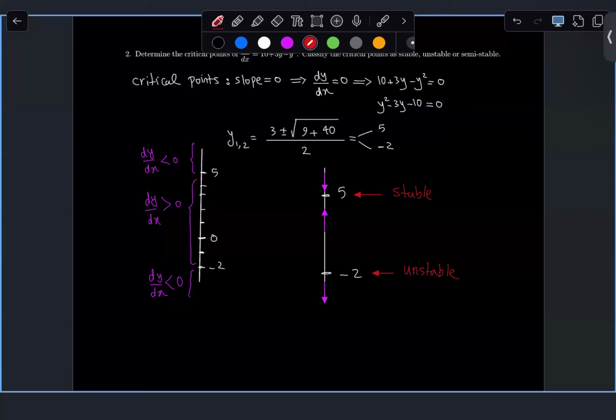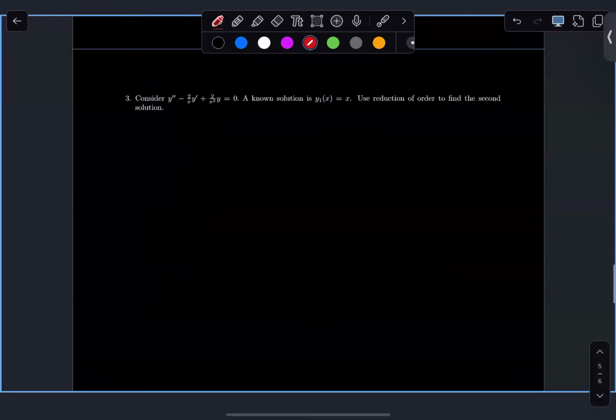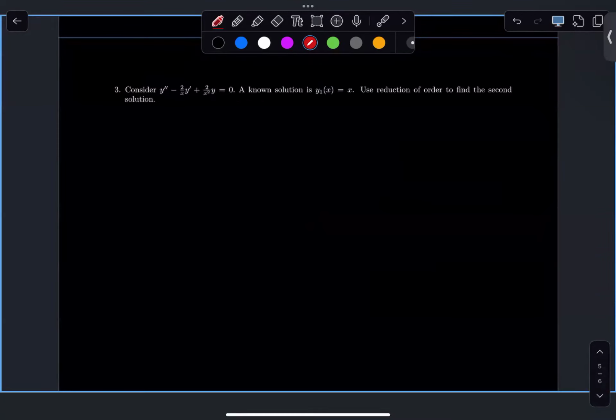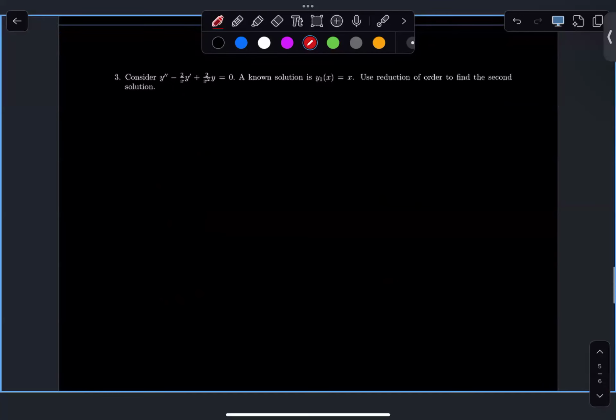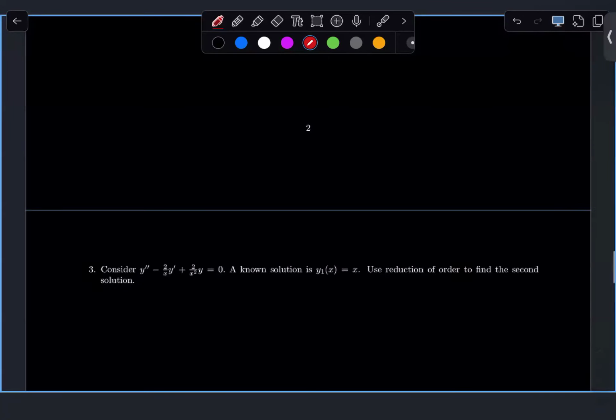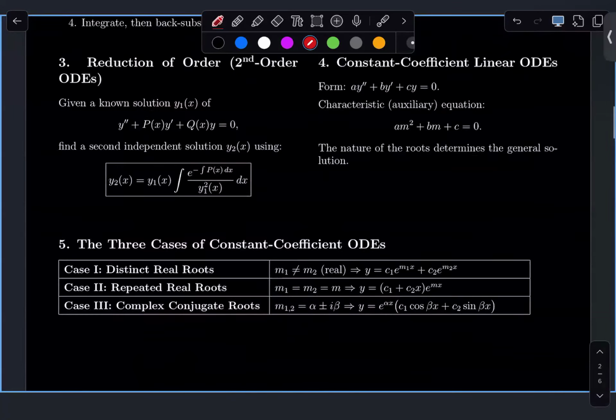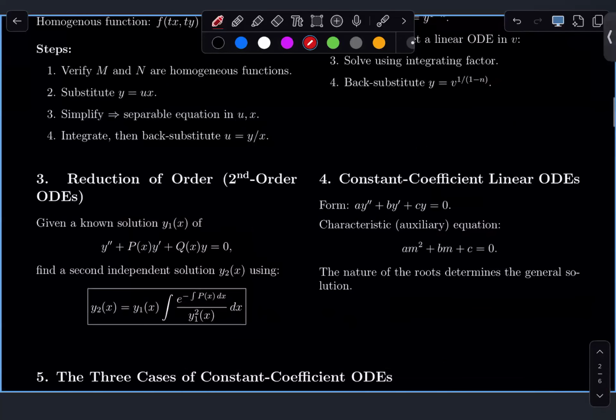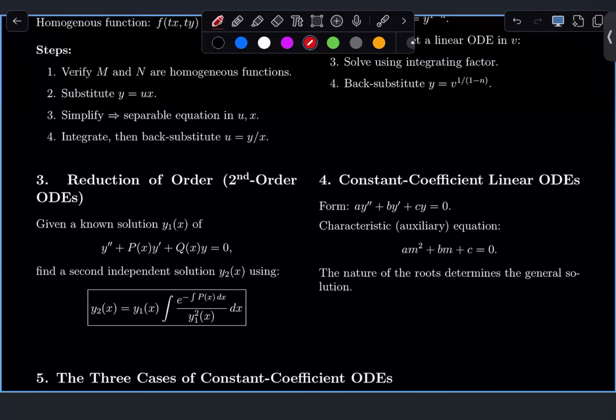And lastly, we have chapter 4. Any questions from 1 and 2? Okay. So chapter 4, by the way, I can go to the formula sheet again to talk about this. Chapter 4 is about higher order differential equations, like second order differential equations. The first thing we learned was reduction of order.